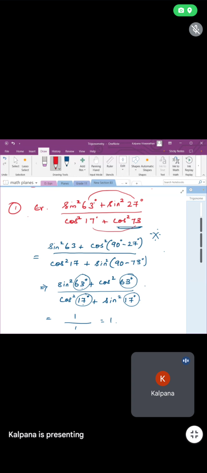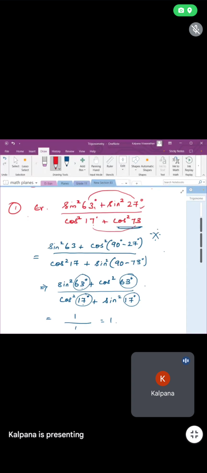First look at the numbers, because these are not standard angles. Standard angles means 60, 30, 90. If they give those kinds of angles, they are called standard angles. But apart from that, they give you 27, 63, 17, 73, all that. These are not standard angles. So when it is not a standard angle, check what it is complementary to. 63 plus 27 gives us 90. You can check with 63 plus 17 also.